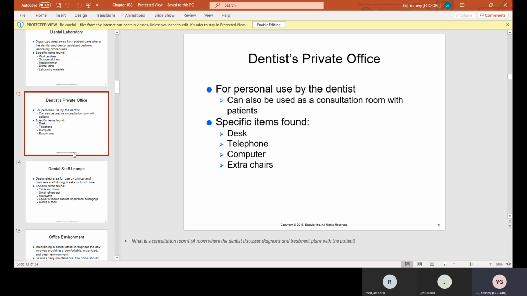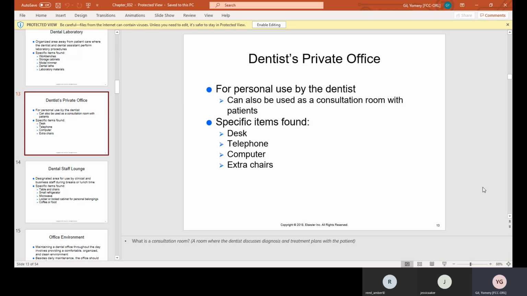So the dentist's private office is for personal use by the dentist, and can also be used as a consultation room with patients. Specific items found there are a desk, telephone, computer, and extra chairs. Where I used to work, the dentist's private office was shared by most of the dentists.